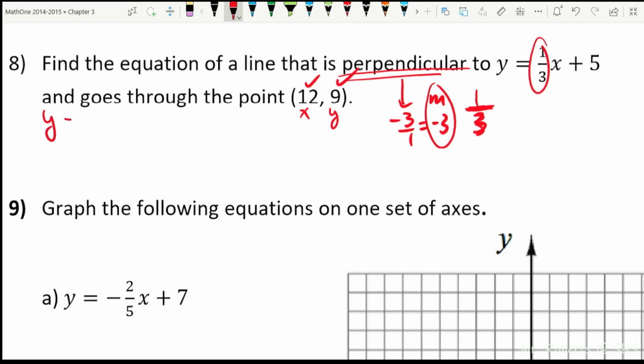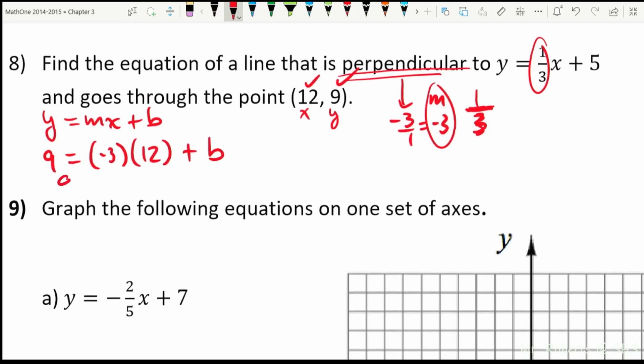So I'll write, hey, y is mx plus b. The y value, the point it has to hit, is 9. And my slope is -3. And my x value is 12, plus b. So what am I looking at? 9 is equal to -36 plus b. Okay, -36 plus b. So I have to add 36 to both sides. So 9 plus 36 is what b is. That is, b is 45.